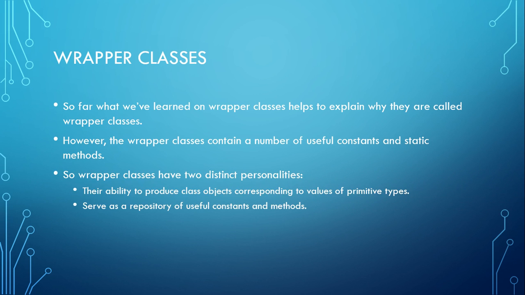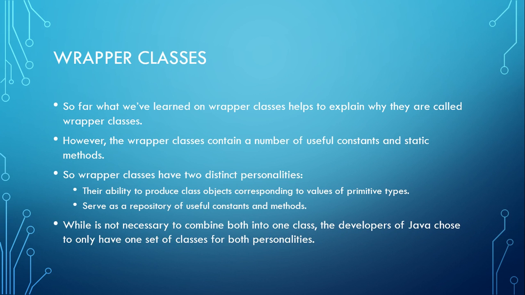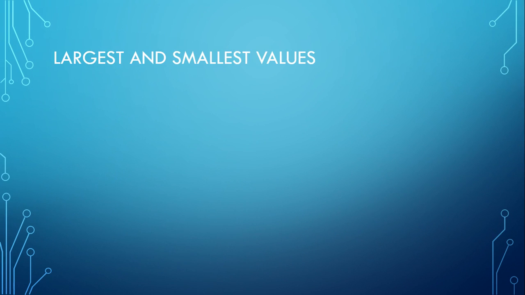So wrapper classes have two distinct personalities, therefore. They have the ability to produce class objects corresponding to values of primitive types, and they serve as a repository of useful constants and methods. While it is not necessary to combine both into one class, the developers of Java chose to have only one set of classes for both personalities.